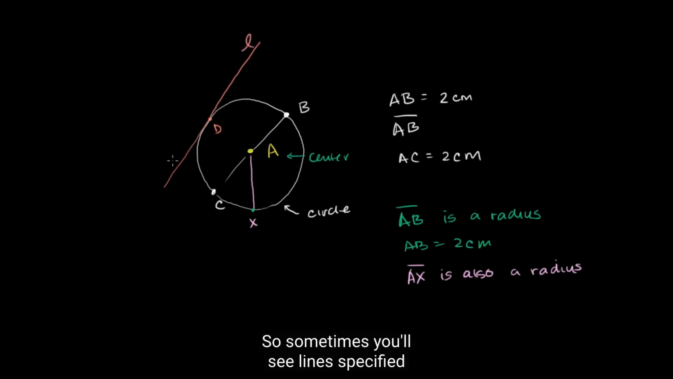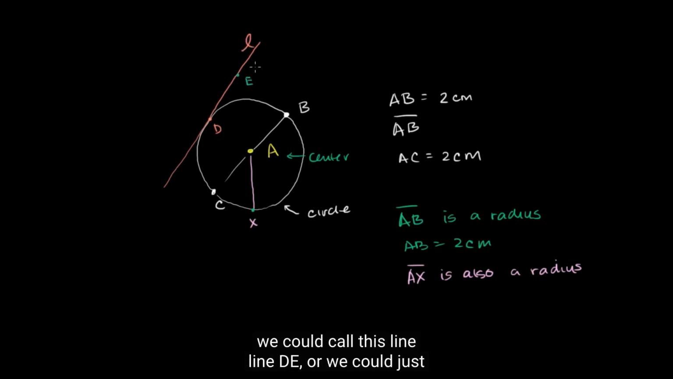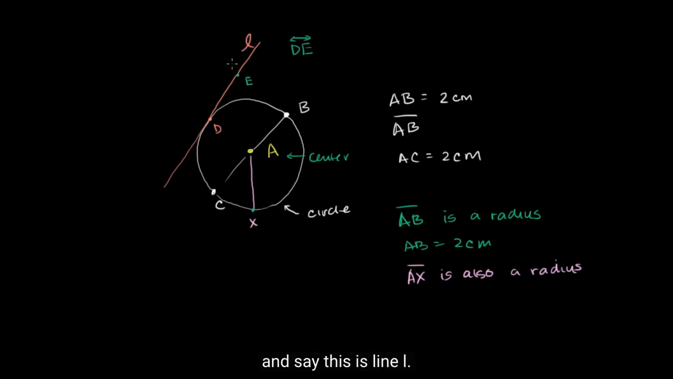So sometimes you'll see lines specified by some of the points on them. For example, if I had another point right over here called E, we could call this line DE, or we could just put a little script letter L here and say this is line L. But this line that only has one point in common with our circle, we call a tangent line. The line L is tangent to the circle.